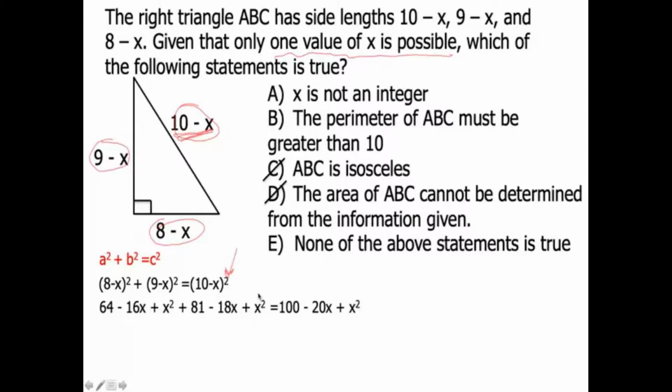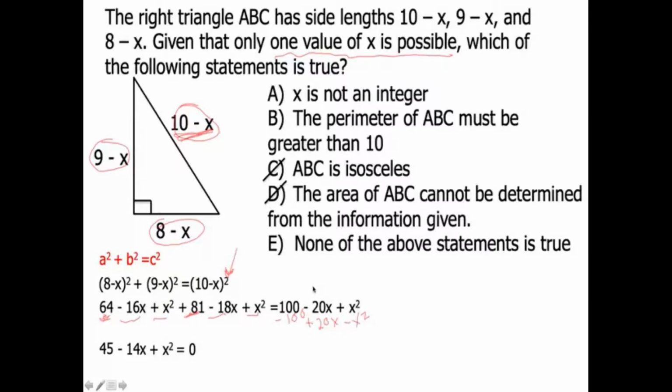Okay, now we need to combine like terms. Again, go ahead, feel free to pause the video, do this on your own. And what do we got? We got 64 plus 81, and then we're going to subtract 100 from both sides. So let's do that. What does that give us? It gives us 45. And then if we combine negative 16x and negative 18x, and then add 20x to both sides, there we go. Then we're going to end up with negative 14x on the left side. And then we combine x squared, 1x squared plus 1x squared, and then subtract x squared from the other side, and we're left with x squared. All that equals 0. Okay, and we're not done.